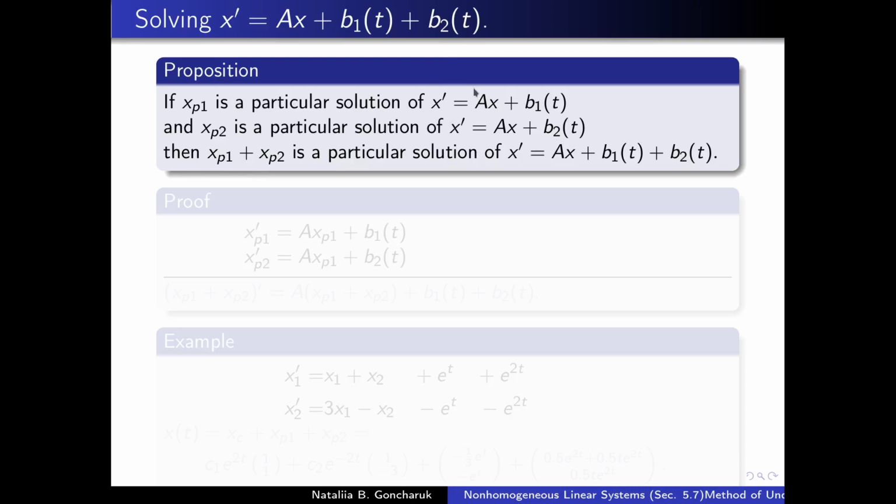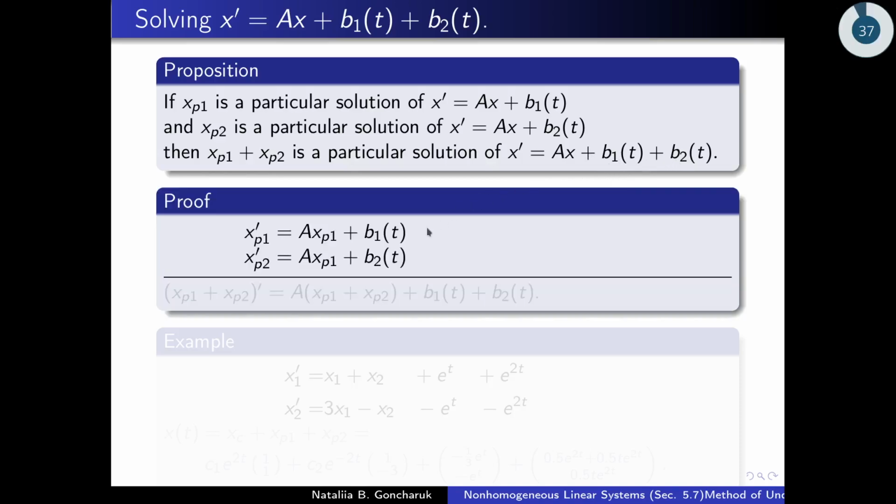Suppose that you can solve the equation x prime equals ax plus b1. Suppose that you can also solve x prime equals ax plus b2. So you know their particular solutions, xp1 and xp2. Then, if you just add these particular solutions, then the result solves the equation with b1 plus b2. So when you add particular solutions, you will also add non-homogeneous parts.